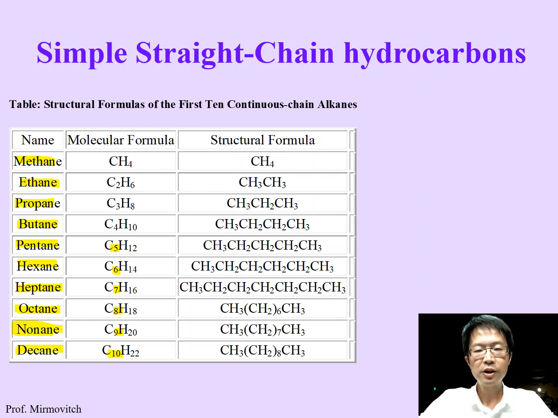So what you need to know is the prefix of the number. So when you learn organic chemistry, you need to memorize this. So in our class, you also need to know the number of carbon from 1 to 10 and the prefix of the name.